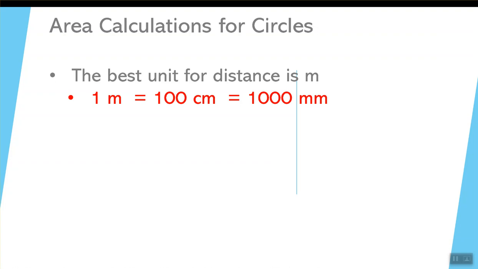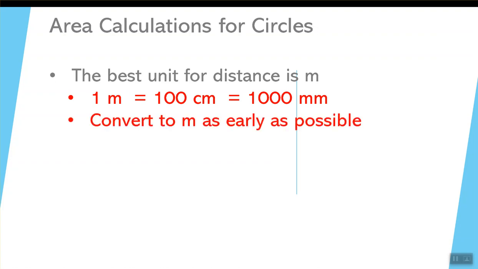For example, if you have a 200 millimeter diameter pipe, whenever you're doing the calculations, it's always best to convert to meters as early as possible. So a 200 millimeter diameter pipe, when you're doing these calculations of area, would be 0.2 meters. Again, whenever you're measuring diameters, try and convert to meters as quickly as possible. It just makes the math later on so much easier.